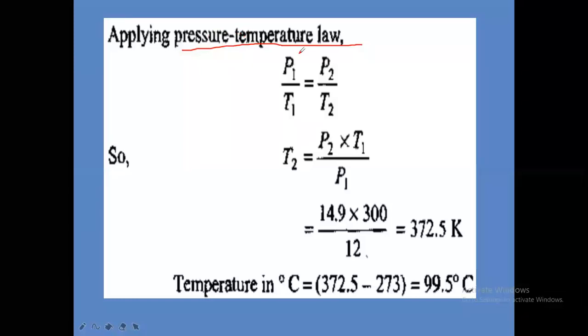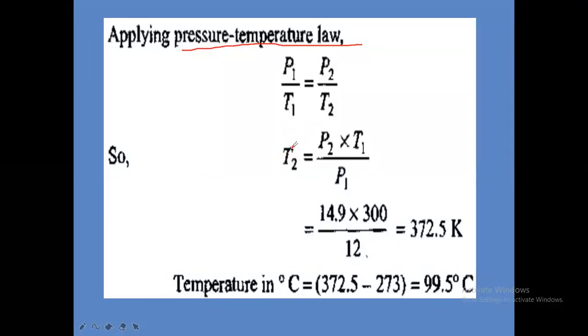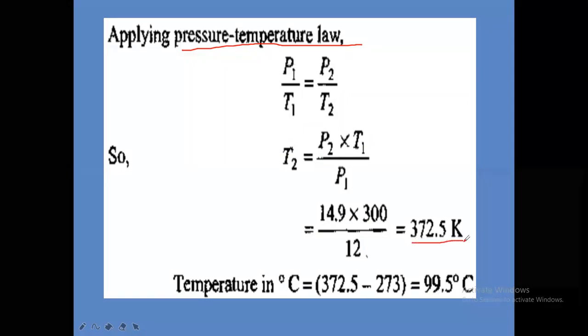Now here, what is the relation? P1 by T1 is equal to P2 by T2. Okay, ma. So what do we need to calculate here? T2 we have to calculate. At what temperature the cylinder will explode, they asked. T2 is equal to P2 T1 by P1. When we apply the values here, we get 372.5 Kelvin. We got it in the absolute scale here.